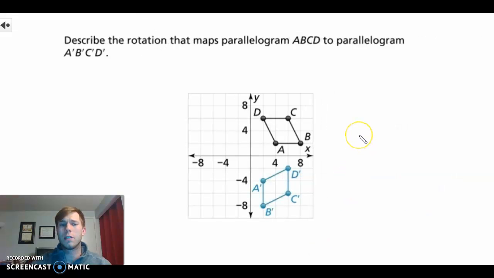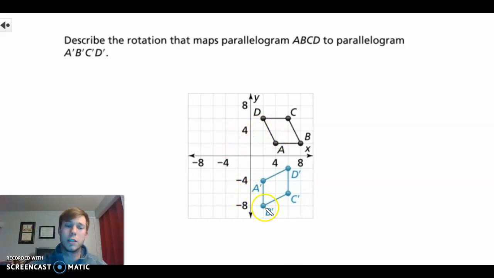Now let's describe a rotation. We've done where I told you what the rotation was and you figured out the vertices. Now I want you to try and describe the rotation that's happening here. We have a quadrilateral, and this looks like it would be pretty close to a rhombus. I'm going to call it a parallelogram. No, they call it a parallelogram. So parallelogram ABCD and parallelogram A prime, B prime, C prime, and D prime. We want to figure out what its rotation is.